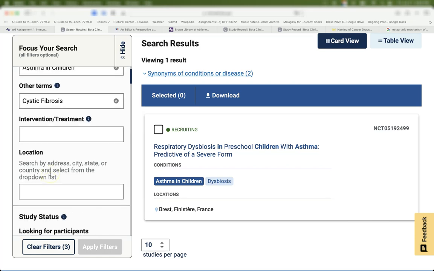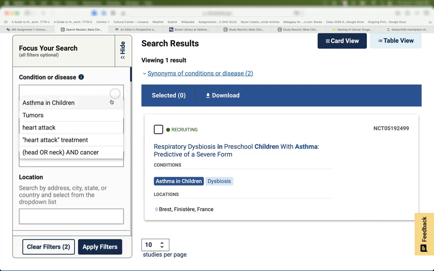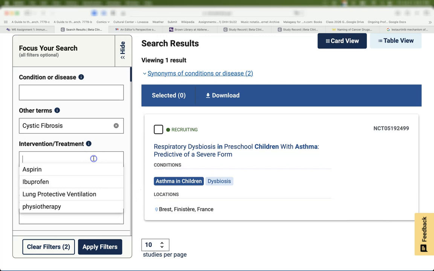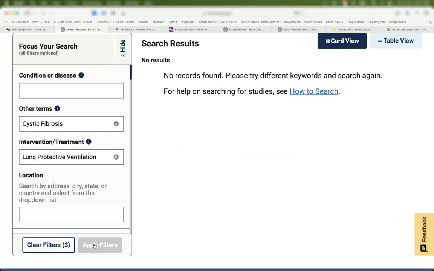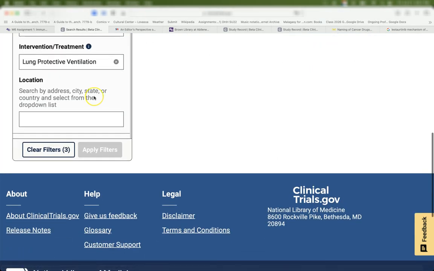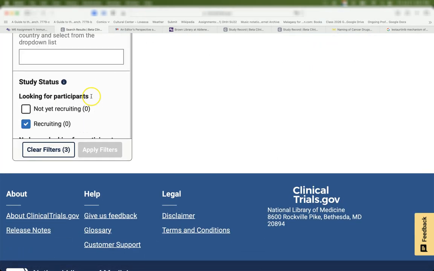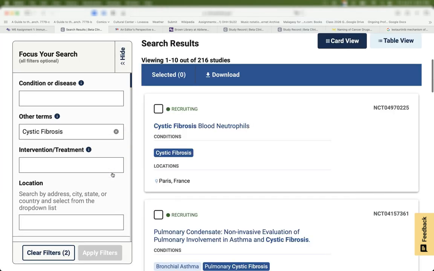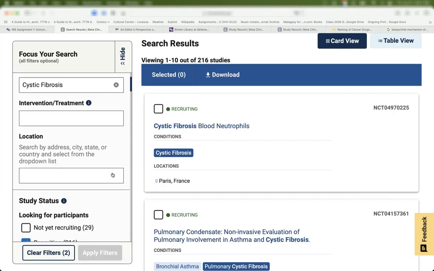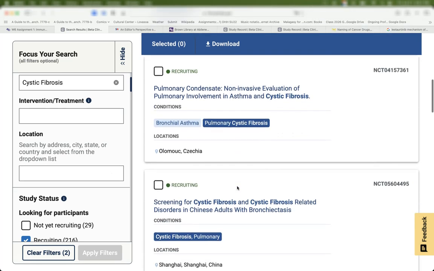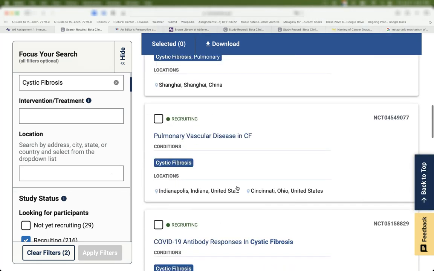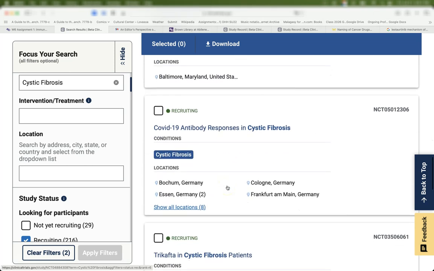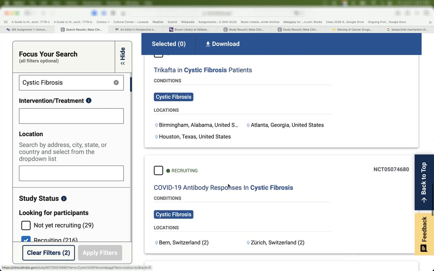So now we could also say take that away and look for a target here and say lung protective ventilation, see if that has anything. Well, no, nothing's coming up there. So we have something that is too narrow here, and so you can look at this and say, oh, well, maybe I'm interested in this vaccine. Well, that's a particular target.